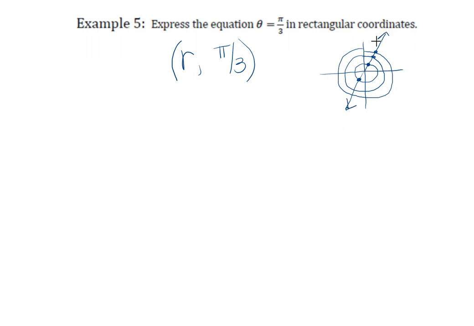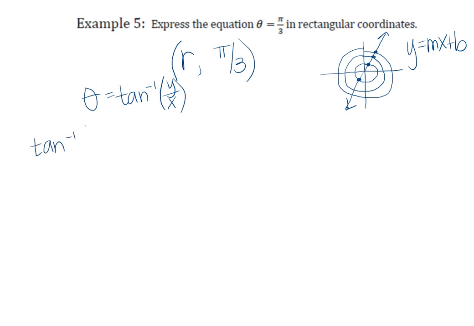So in the end, when I'm converting this into rectangular coordinates, I'm going to get a line, something like y equals mx plus b should be my final form of the equation. So think about what we know about theta. On the front page, we know that theta equals the inverse tangent of y over x. So one thing we can do is replace theta with that. So we could say that the inverse tangent of y over x equals pi over 3. Now our job is to solve for y.